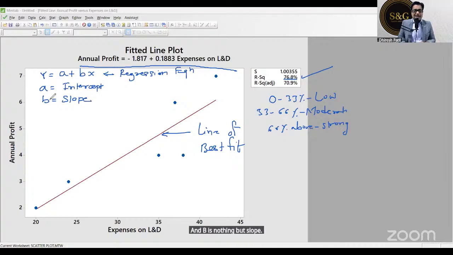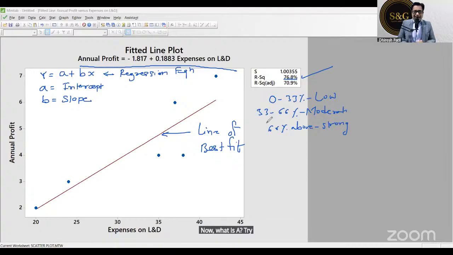First write this down and I will explain, or take a screenshot of it. It is whatever is feasible for you. Y is equal to a plus bx. A is the intercept and b is the slope. Clear? Now what is a?